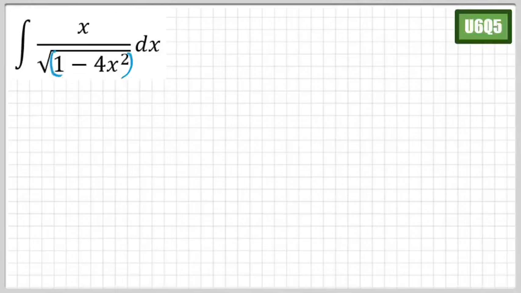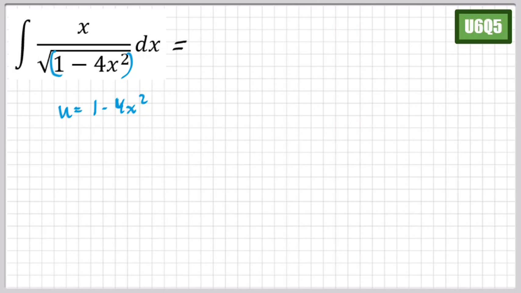Disgusting. Let's make this guy equal to u, 1 minus 4x squared. So one of the things I do when I'm trying to figure out what my u is going to be is I take the derivative of it in my head and I try to see if I can see that in the integrand.